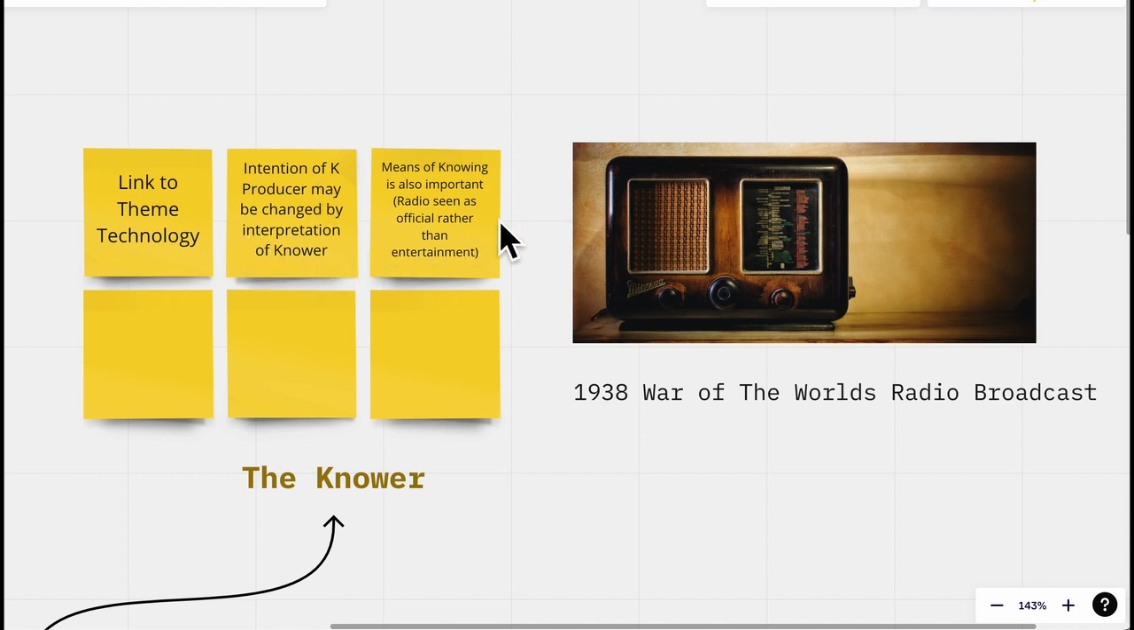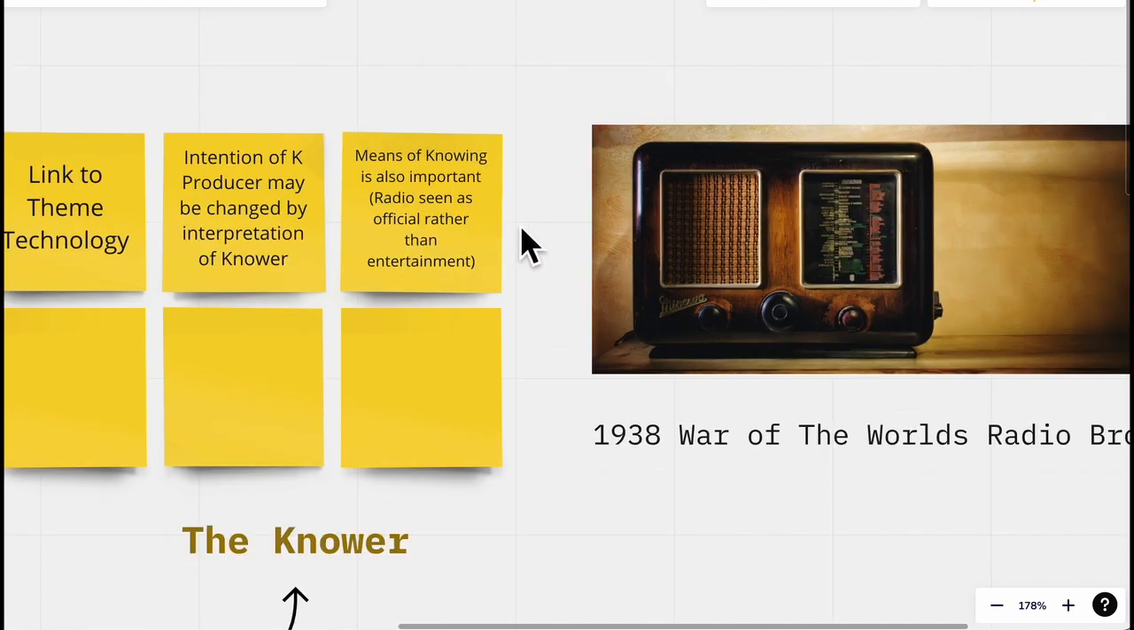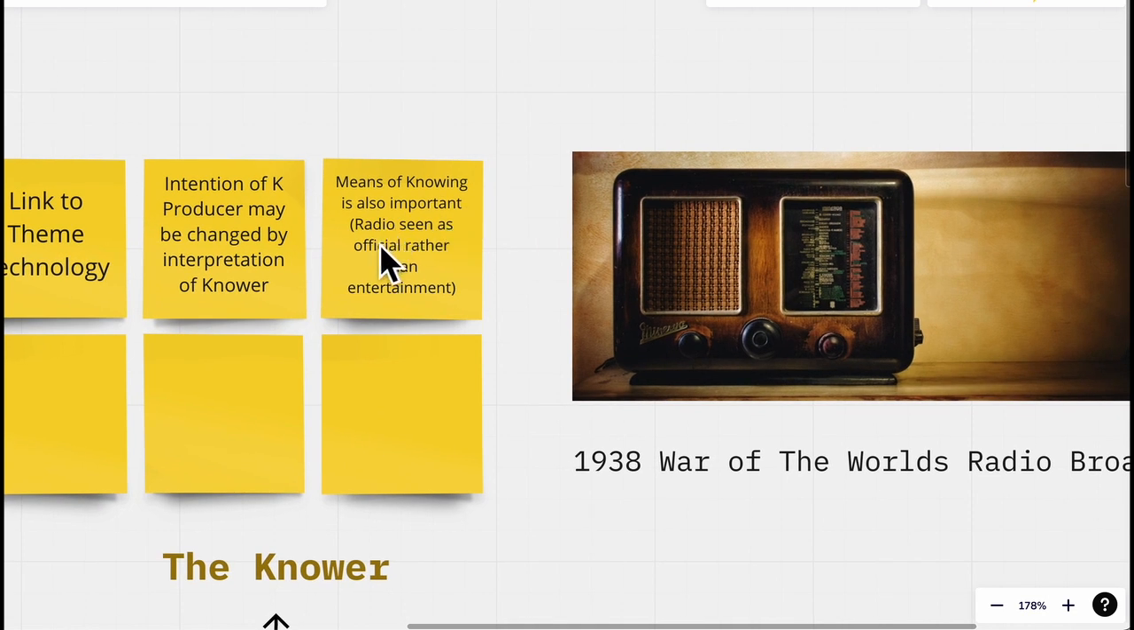Now, I think that the means of knowing, or the ways of knowing, or the mode of knowing, or the medium is particularly important here, because in 1938, radio was still a fairly new technology. Certainly compared to today, it was new. Radio was seen as an official form of communication. It's where people went to get their news from. It was also seen as entertainment, but it was certainly an official mode of communication.